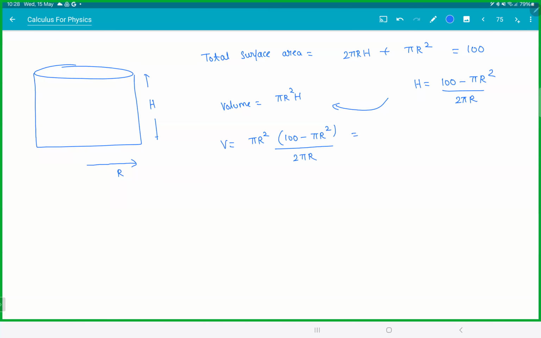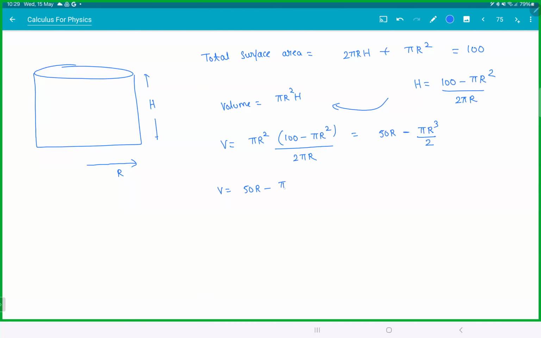Pi r will cancel. One r will be left out. So this would be 50r minus pi r cube by 2. Hope I did it right. Pi and r will cancel, 50 and pi r by 2. Check. So in all these questions, the main idea is you always have two variables, r and h, or L and B. You have to create the volume in terms of one variable.